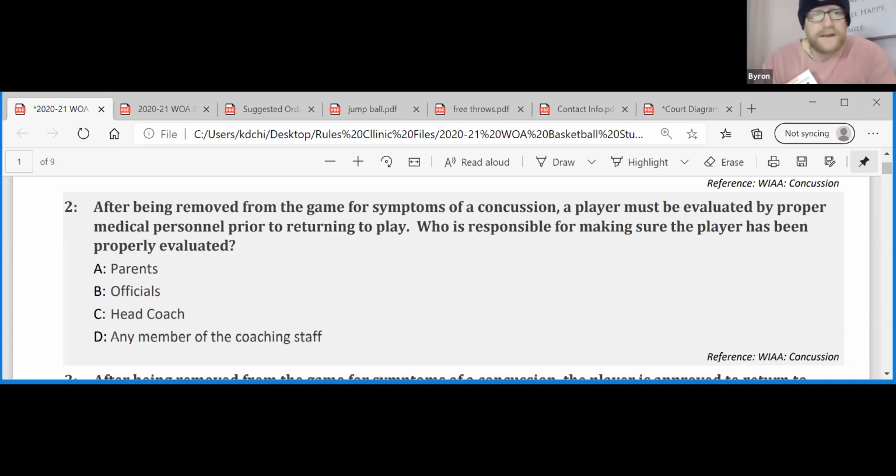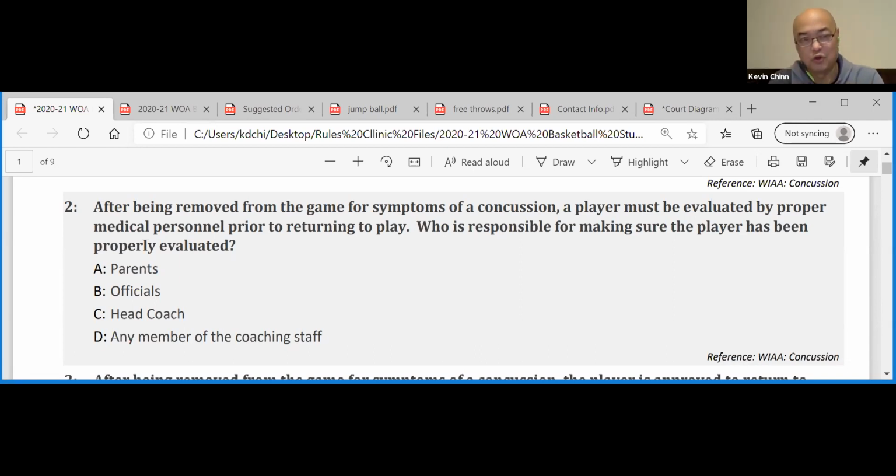I would say D, but that's kind of a loaded question to me. Okay. Anybody else want to pipe in? I was thinking the head coach. Head coach. Yeah. Somebody's got to be responsible. Okay. However, if the head coach had been ejected from the game, then it goes to some other coach. I don't know. That depends. True. Any other questions, comments?